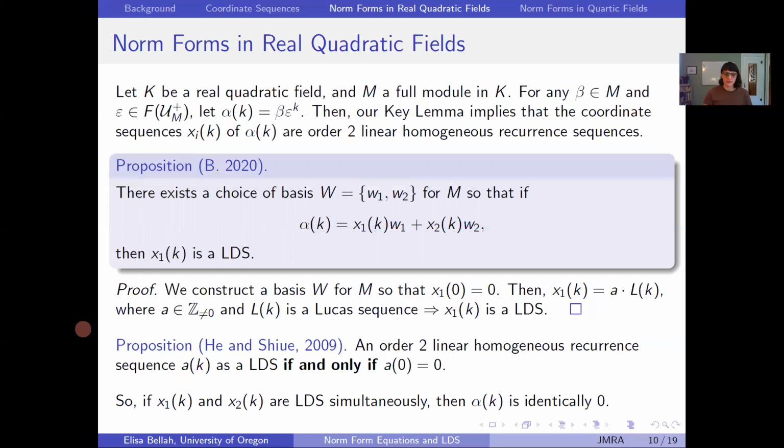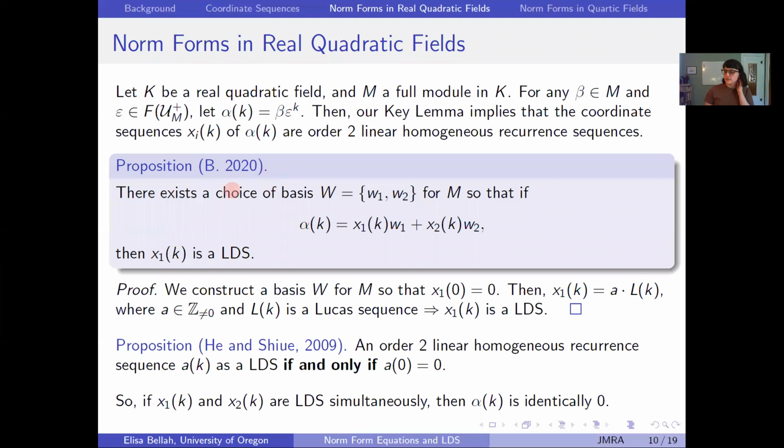So the trouble here is that if you wanted both of these x1 of k and x2 of k to be linear divisibility sequences, their zero values would need to both be equal to 0. But then that would mean that beta would be equal to 0. And so alpha k would be identically the 0 sequence. So unless you're studying identically the 0 sequence, your coordinate sequences in the real quadratic case cannot simultaneously be linear divisibility sequences. I need to choose a new basis for each coordinate. So that's just the remark I wanted to make there.